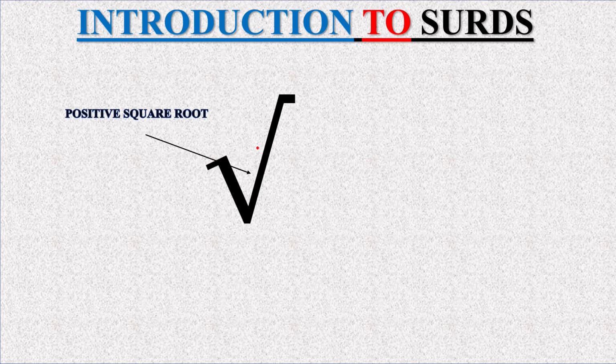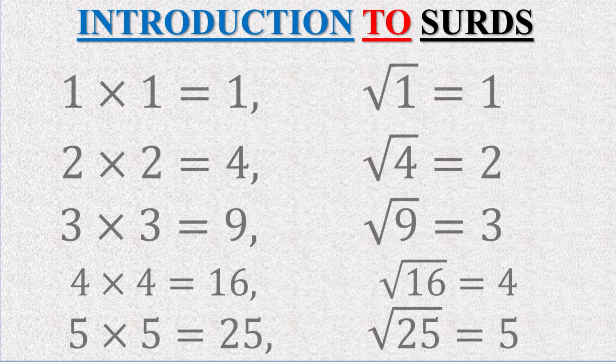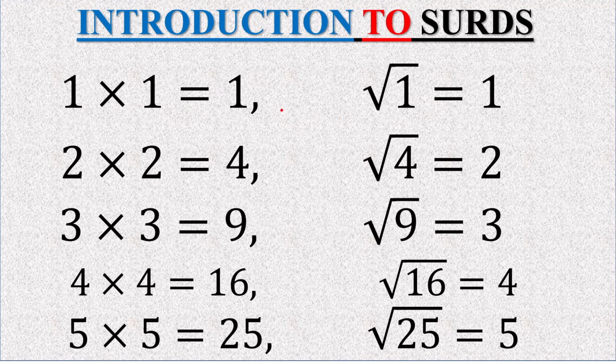Anytime you see this sign at this topic, for instance, in case you are given, let's say, root a, this one is taken as the positive square root. Before we can understand the definition and the meaning of surds, let's understand perfect squares. 1 times 1 is 1, and when we take the positive square root of 1, we get 1.